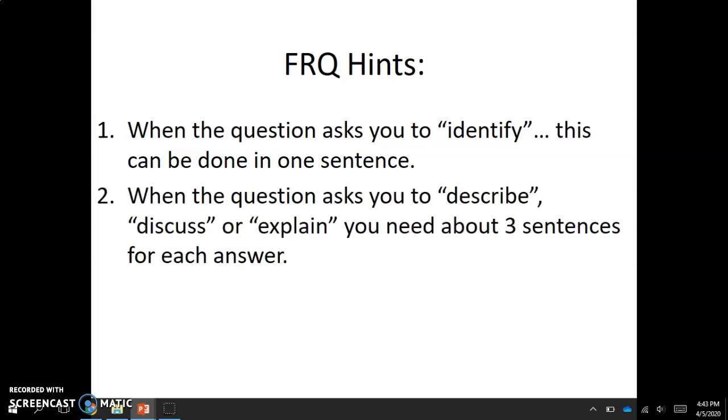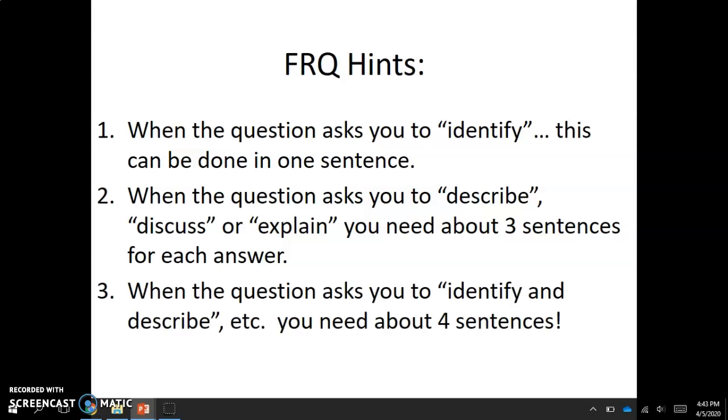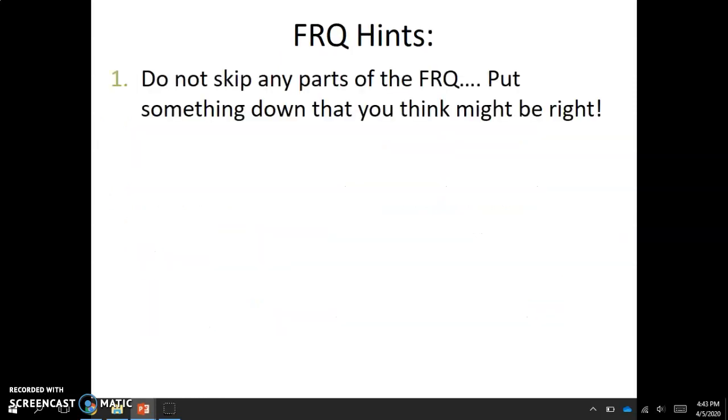When it asks you to describe, discuss, or explain, typically you need about 3 sentences, and you need to relate it back to whatever it's asking you. And then if it asks you to identify and describe, you need 4 sentences. So 1 for the identification, 3 for the description, okay?